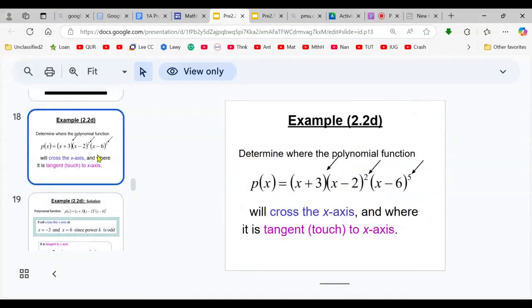One more time. Who can tell me the answer for the first one? x equals -3, cross, because it's odd. Can you tell me the second one? x equals 2 and it touches because k is even. Last one: x equals 6, cross. Good. Is this clear? Clear.